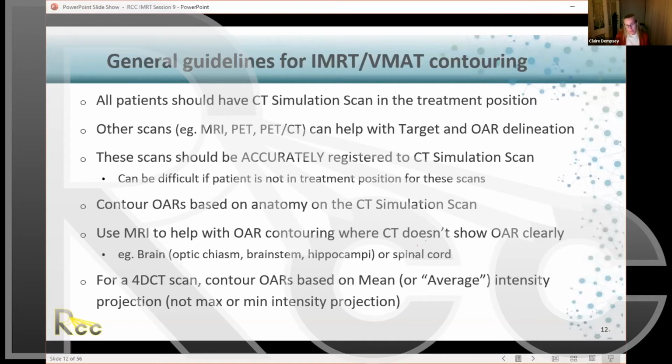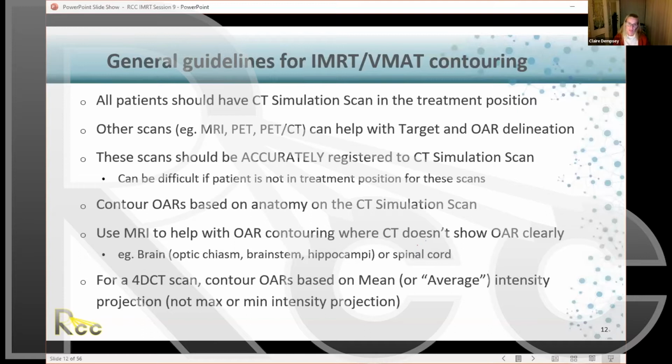If you're lucky enough to have a 4D CT scan of your patient, if that's needed depending on the treatment site, we recommend that when you're contouring your organs at risk, you use the mean or average intensity projection. So not the maximum or minimum intensity projection, which you might use to create your ITV. You'd always use the mean or average intensity projection to contour your organs at risk.